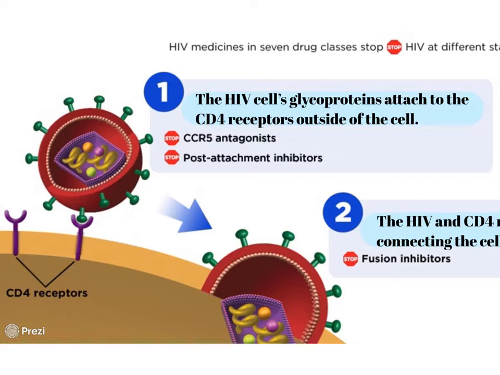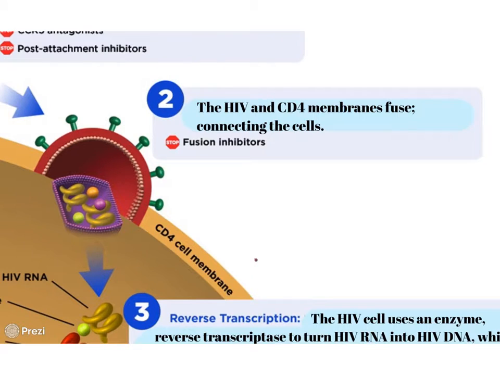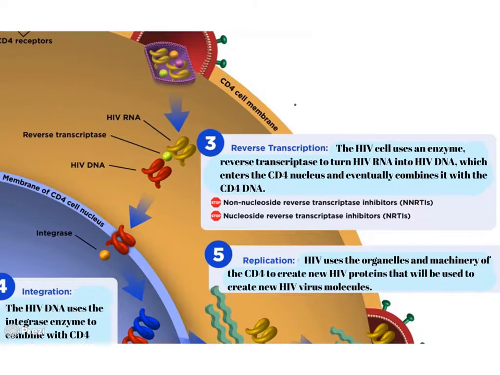During step 1 of the HIV life cycle, the HIV cell's glycoproteins attach to the CD4 receptors outside of the cell. Next, after HIV attaches itself to a host CD4 cell, the HIV viral envelope fuses with the CD4 cell membrane. This fusion allows HIV to enter the CD4 cell. Once inside the cell, the virus releases HIV RNA and HIV enzymes.